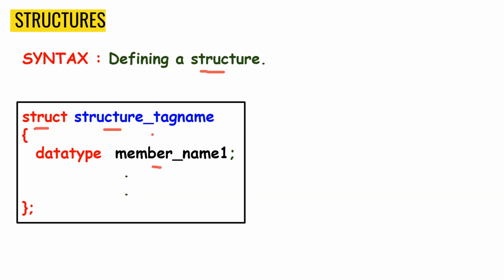The structure tag name is an identifier. It acts as a name for the newly created data type. So let's see an example.